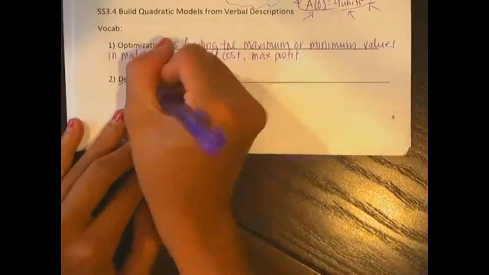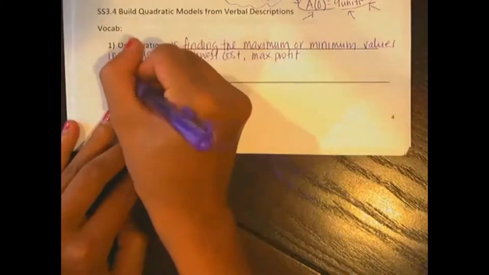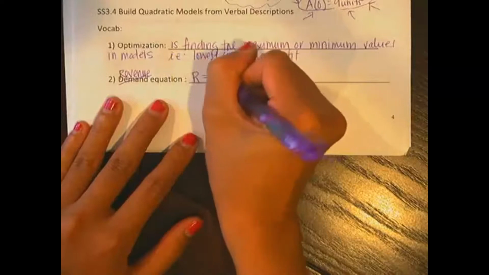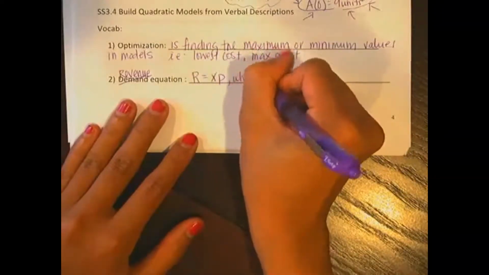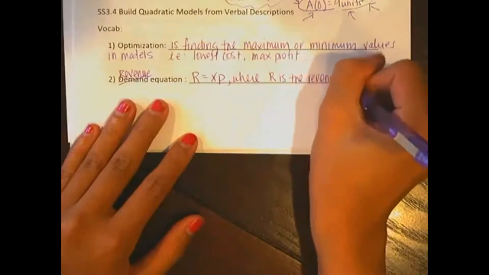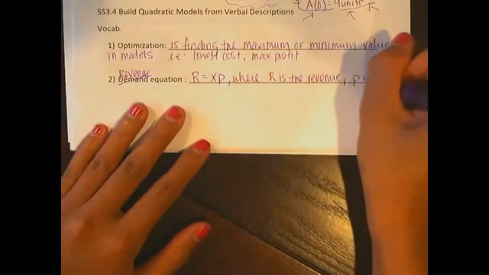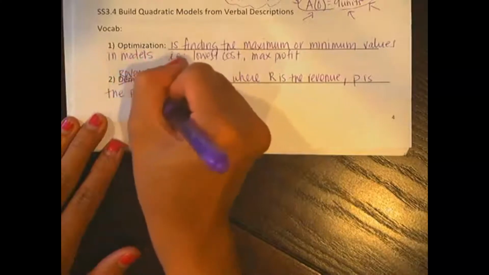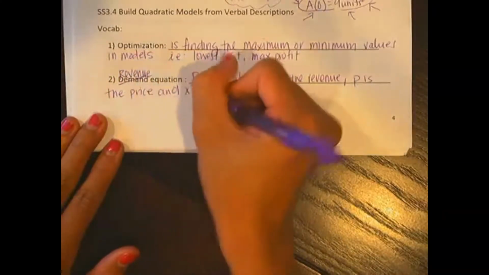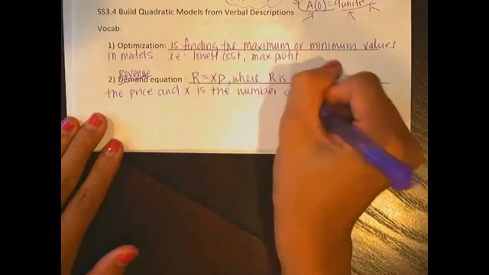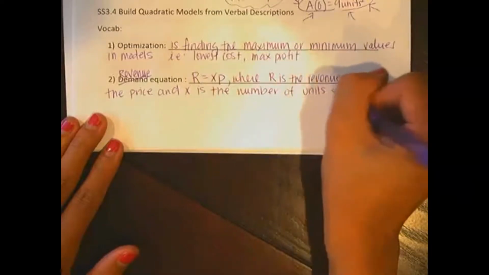So the next one, can you cross out the word demand and write in revenue equation? The next one I give you is the revenue equation, which is R equals X times P, where R is the revenue, P is the price, which is pretty normal, and X is the number of units sold.